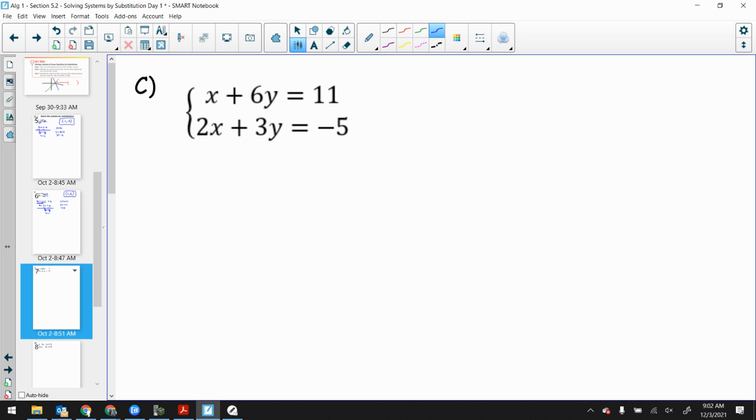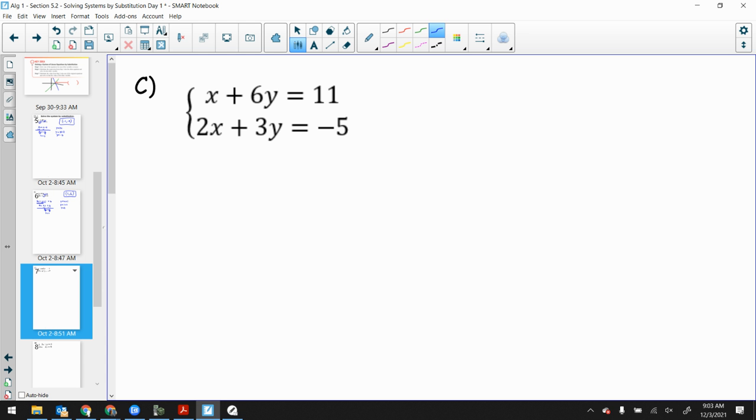It's easier to solve for x. Which equation, top or bottom? Top. X in the top. Out of my 4 options, and yes, I have 4 options, I could solve for x in the top, y in the top, or x in the bottom, or y in the bottom. Out of my 4 options, x in the top is the easiest to solve for. Why? Because it's alone. It does not have a number in front of it. It does not have a coefficient.